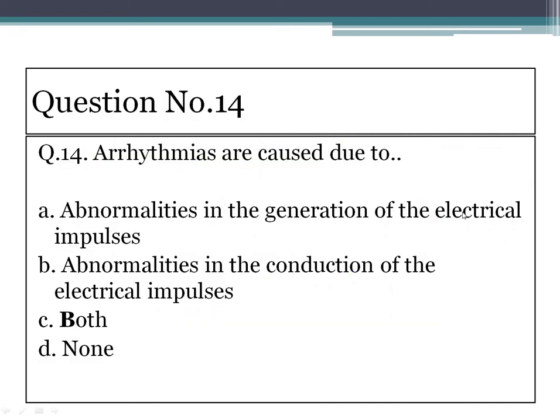Now we can see some of the important questions related to arrhythmia. Arrhythmias are caused due to: Option A, abnormalities in the generation of the electrical impulse. Option B, abnormalities in the conduction of the electrical impulse. Option C, both. Option D, none. The correct answer is option C, both. It can be due to abnormalities in the generation and conduction of the electrical impulse.